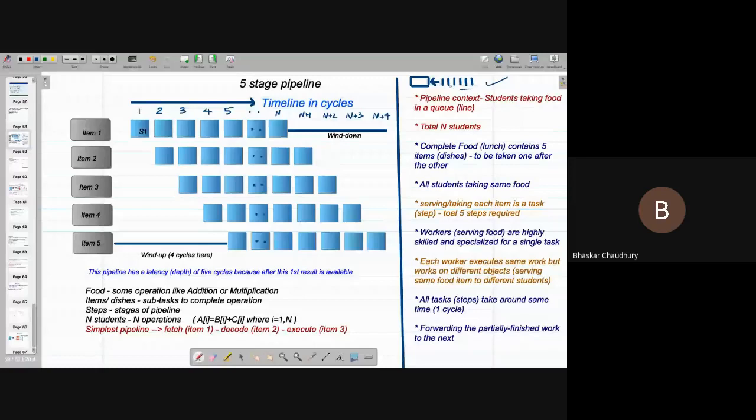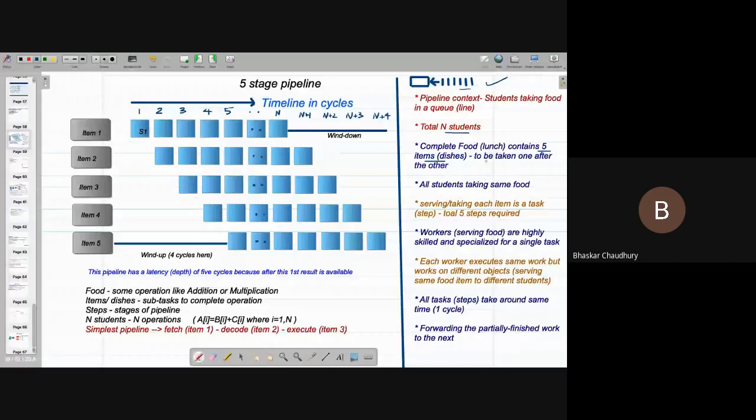So important data is that there are n students, and the complete food. Let's say the students want to take lunch. This complete food contains 5 items or 5 dishes, and this has to be taken one after the other. One student will come, he or she will take one by one all the 5 dishes, and when he or she completes, then that process is completed. That's like completion of one task for one student, so taking the complete food.